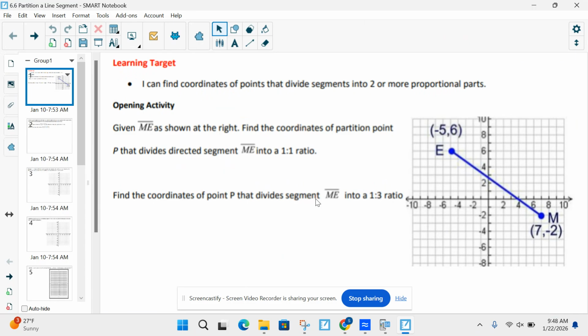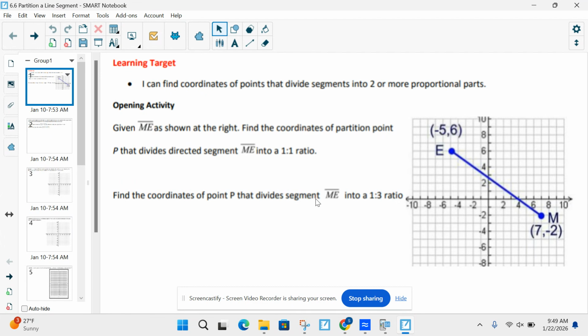Okay, so today we're going to learn how to divide a segment, which is called partitioning a segment, into a certain proportion. And like I said, what we're doing today might help you with what we did yesterday also, and vice versa. So it says, given line segment ME, as shown on the right, find the coordinates of a partition point P that divides a segment ME into a ratio of 1 to 1.